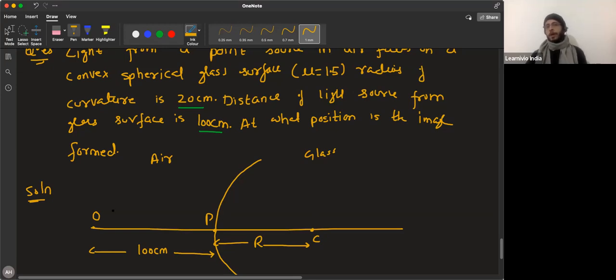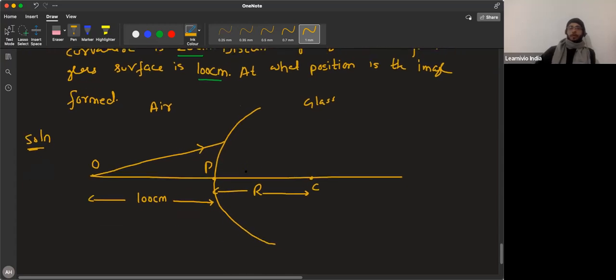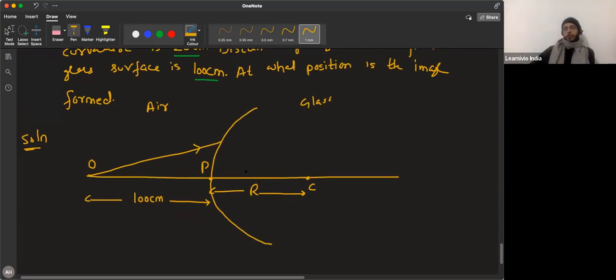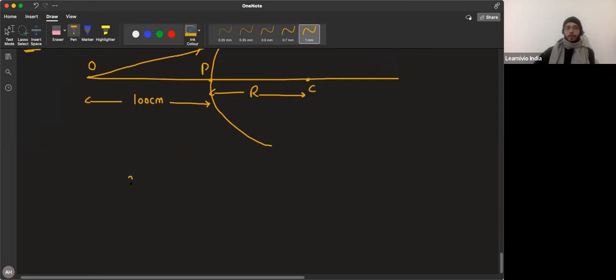So first of all, this is the direction of light. You have to decide what type of refraction this is. Is this refraction from rarer to denser medium, or denser to rarer medium? Rarer to denser, right? Because light is coming from air to glass. So the refraction is from rarer to denser. Now, what is the relation for refraction from rarer to denser?